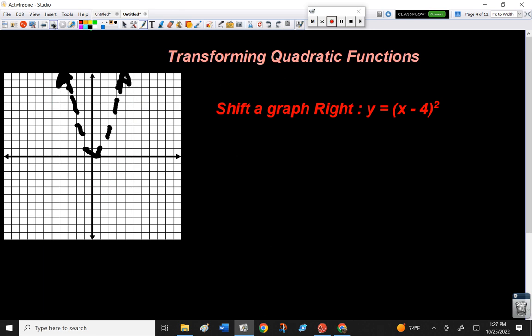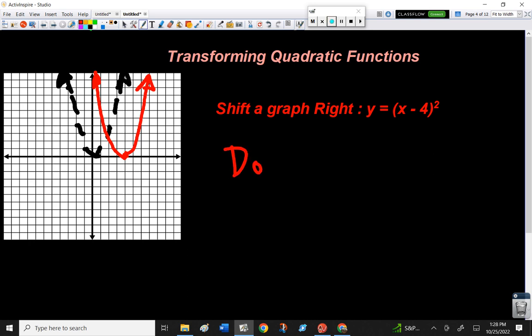We're going to shift the graph right. To shift a graph right, we're going to have -4 inside the parentheses. Okay, it's going to take this graph here and shift it to the right 4 units. 1, 2, 3, 4, and we're going to put a dot right there. And then I'm going to draw the quadratic like that, and like that.